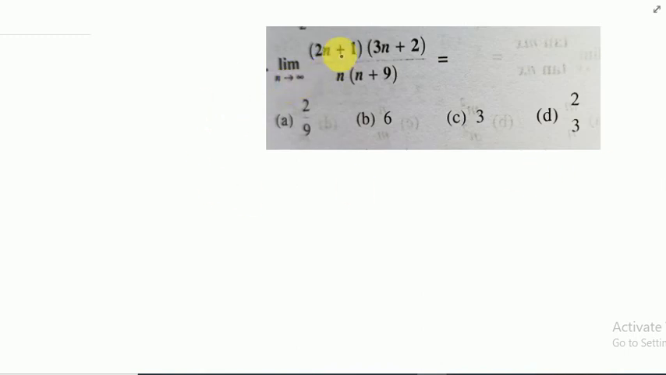So, limit of n tends to infinity (2n plus 1) into (3n plus 2) divided by n into (n plus 9). What is the degree of the numerator? It is 2n into 3n, 6n square. Therefore, it is 2. What is the degree of the denominator? n square. Therefore, 2. Again, the degree of the numerator is equal to the degree of the denominator. What is the coefficient of the highest degree term in the numerator? It is 6, divided by the coefficient of the highest degree term in the denominator, 1. Therefore, the answer will be 6.